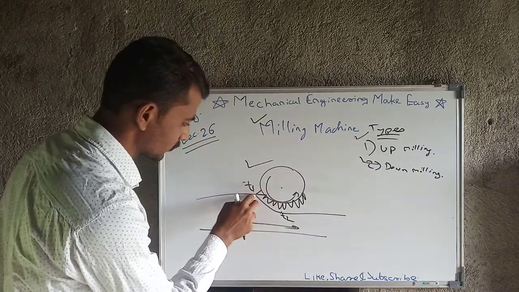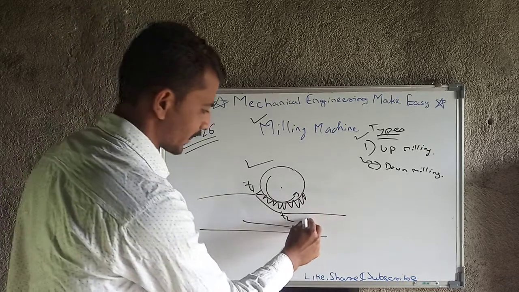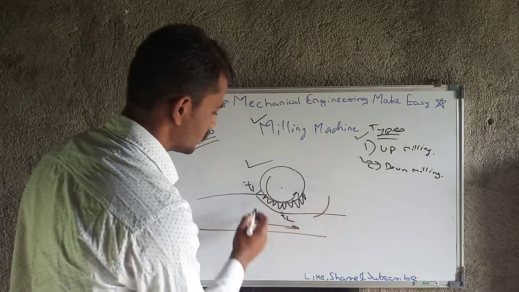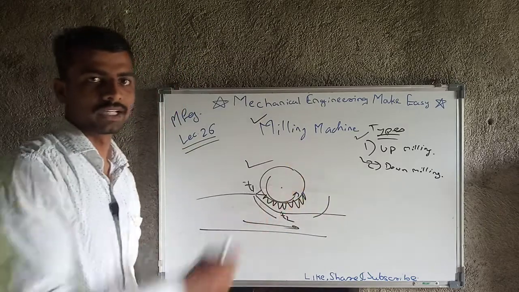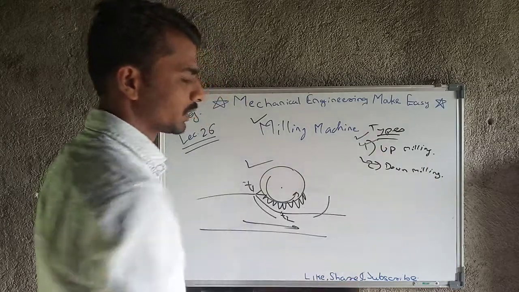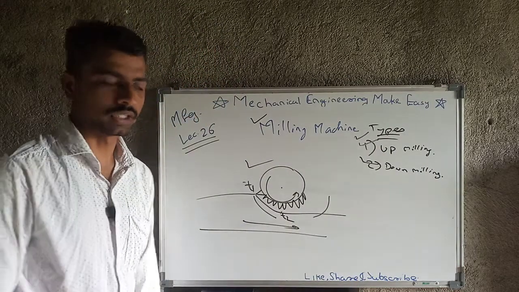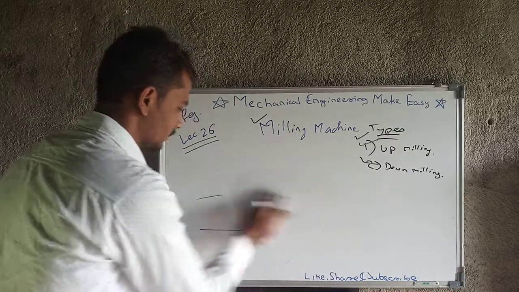Cutting action happens from T1 to T2 likewise, and in the previous case the cutting action was happening from down to up. Here it is up to down, there it is down to up. This is the basic difference between up milling and down milling. And conventionally, or practically, we use up milling everywhere. So note down that point. Now we will move towards the next.